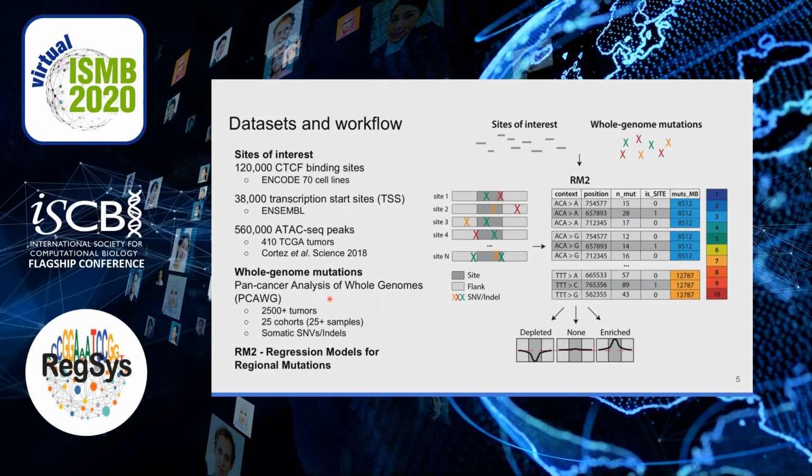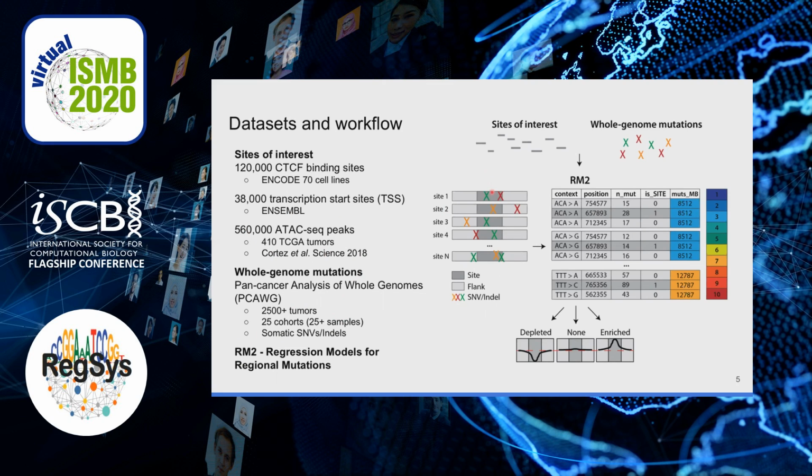Then we feed a single class of these sites, as well as these somatic mutations, into our newly developed tool, Regression Models for Regional Mutations, or RM2 for short. RM2 works by stacking sites of the same class and calculating the number of trinucleotide context mutations in sites compared to their flanking regions.